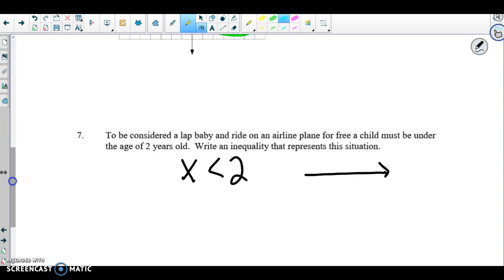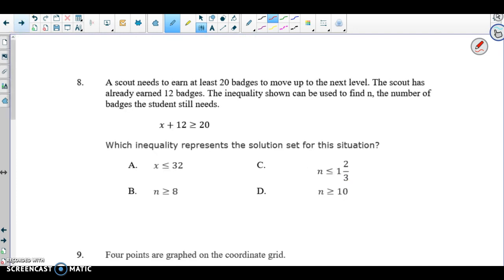And if we did a graph, it didn't say 2, but if we did a graph, we'd have a 2, we'd have a 3, we'd have a 1, and it'd be an open circle, remember, because it doesn't include that 2, and we're going this direction. Okay? All right, and then finally, let's see if I can be quick.